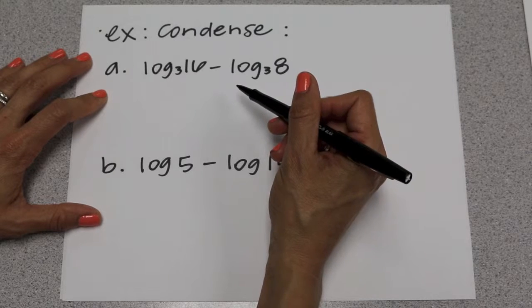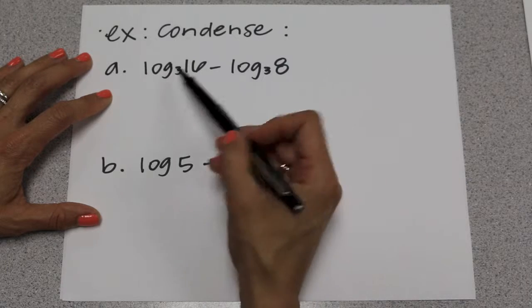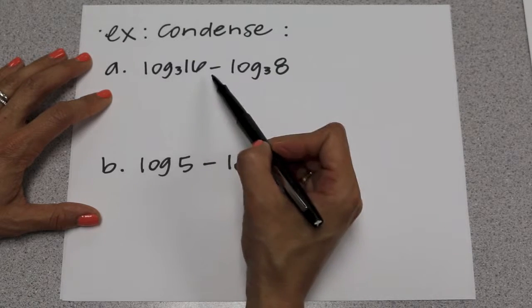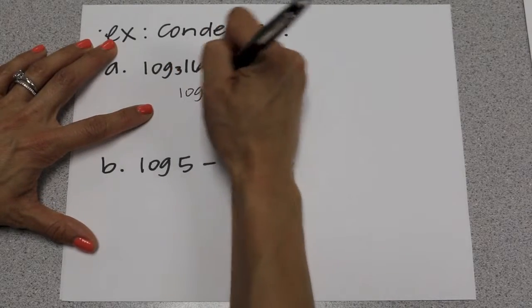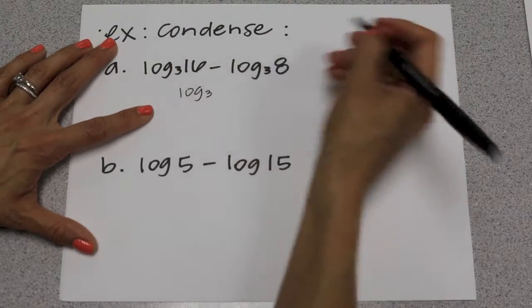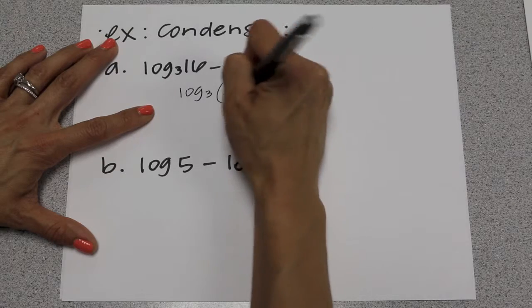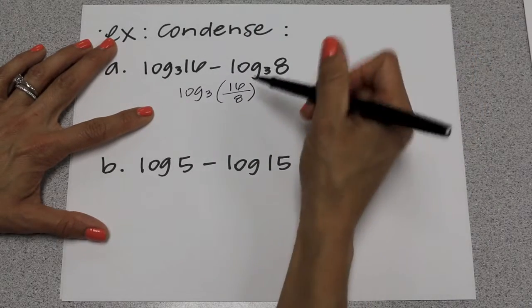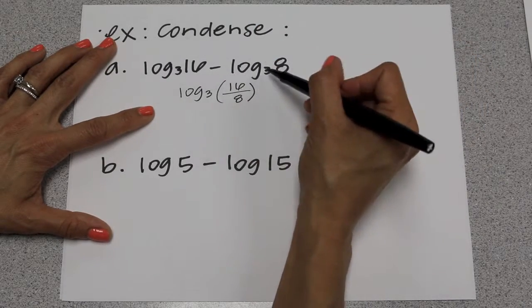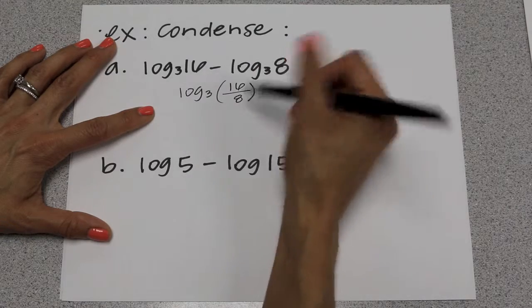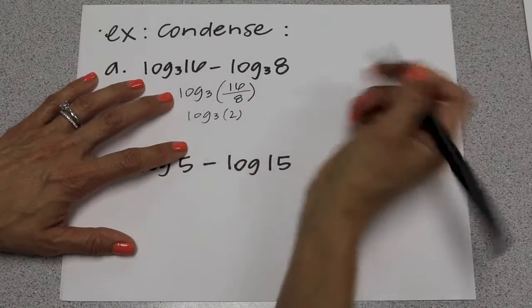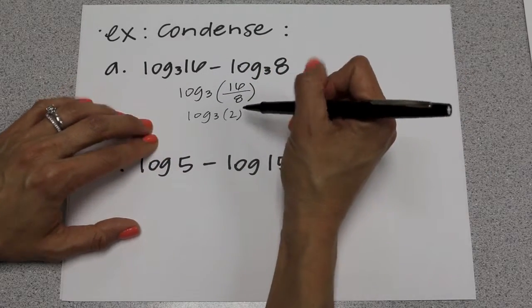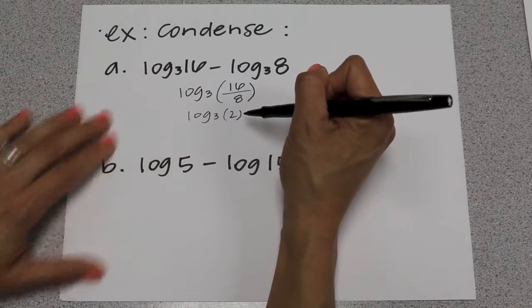Now we're going to condense. We're going in the other direction. You have log base 3 of 16 minus log base 3 of 8. The minus means you're going to use division, and we're going to go 16 goes to the top, 8 on the bottom. And again, the 8 goes to the bottom because that was the log that had the negative. And anytime you can simplify further, go ahead and do so. So we get log base 3 of 2. So we condensed to a single log.